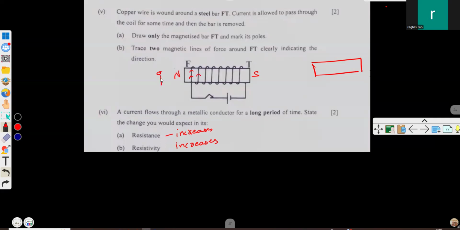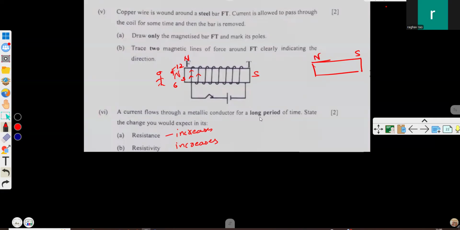So when I place an observer here, 12, his right hand would be 3, on that side it would be 9, and down it would be 6. Current is going from 12 to 9, that is anti-clockwise, so this end would be north and this would be south. So you have to draw just the bar magnet with north and south poles.